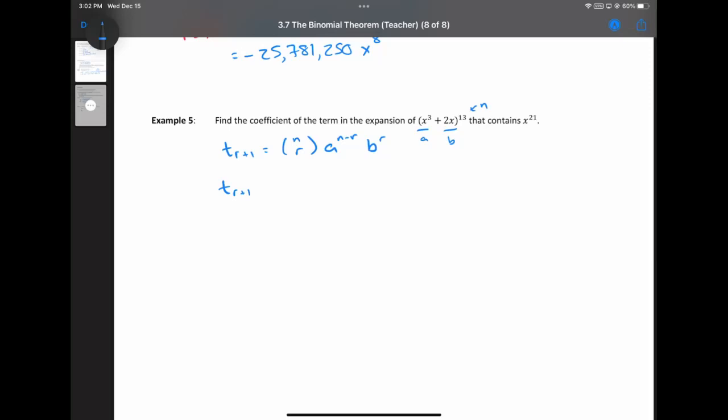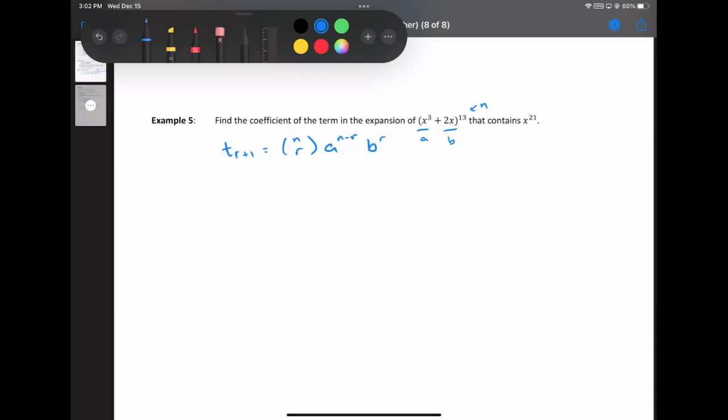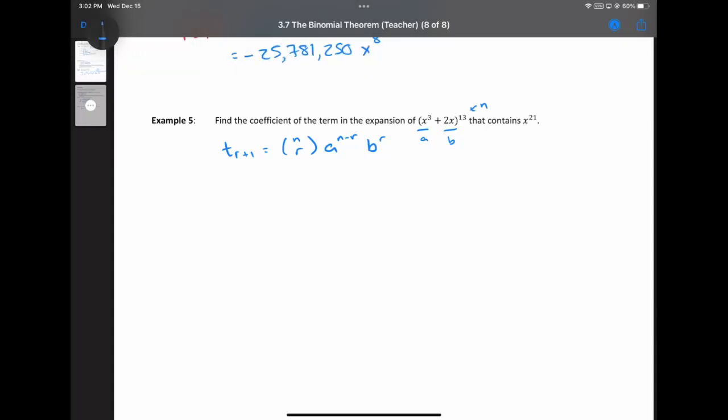Unfortunately, I don't know what the r plus first term is, but actually I do know something about it. So rather than rewrite it, I know that it contains an x to the exponent 21. So it's going to be some coefficient times x to the 21. I don't know what that coefficient is. I'm going to choose a variable. I don't know why, but I choose the variable k. So kx to the 21. That is going to be my r plus first term, and the coefficient of it is going to be that k itself.